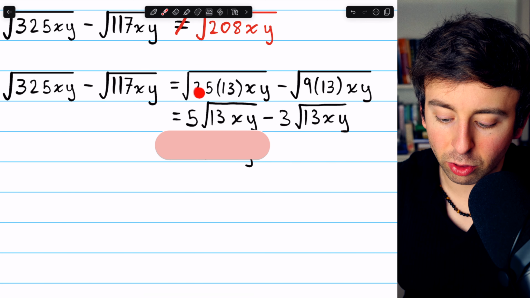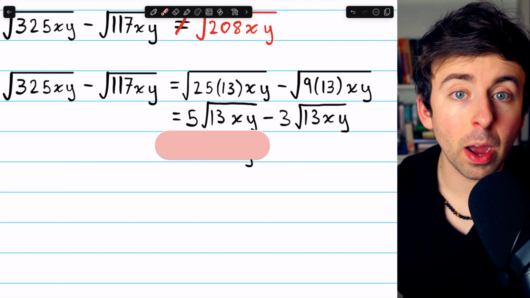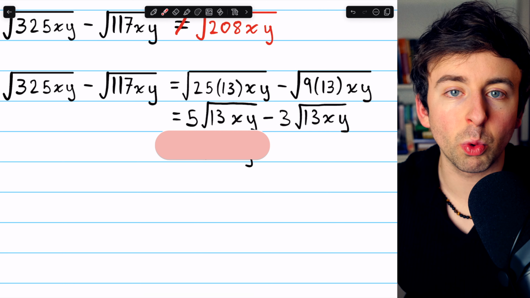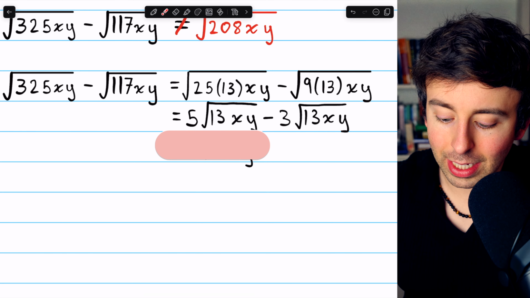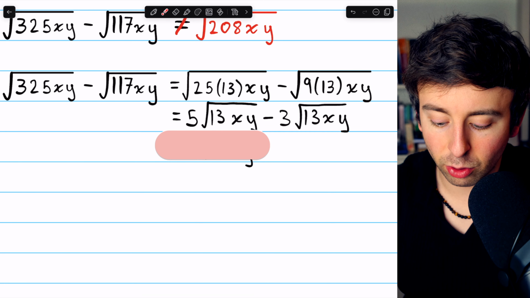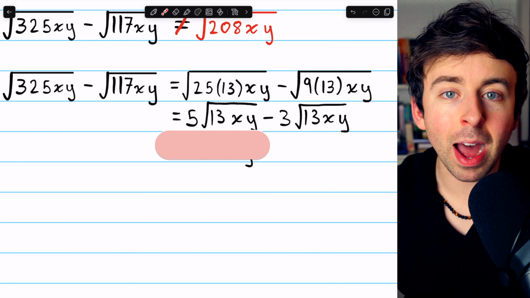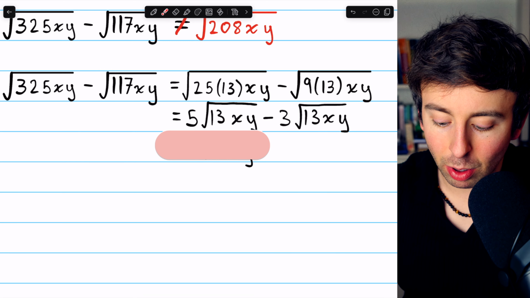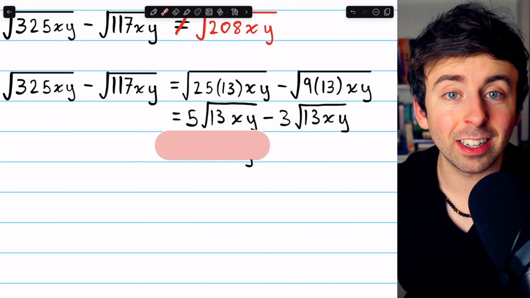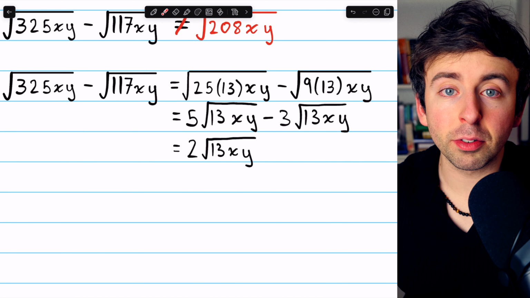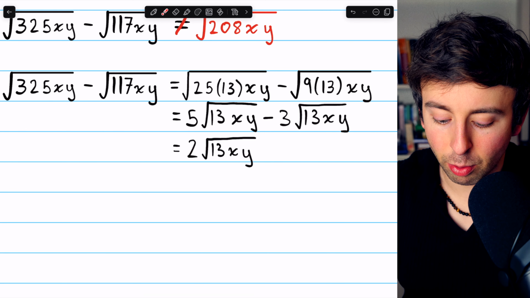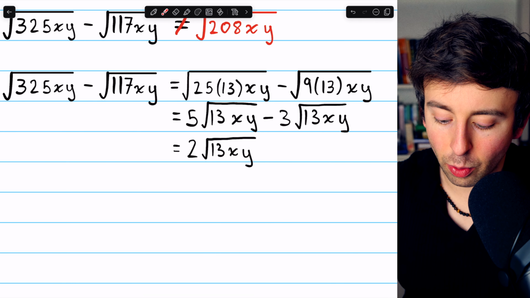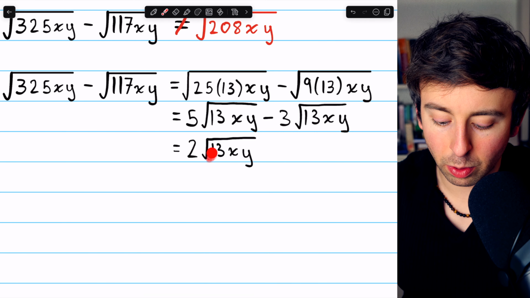Now that we have these perfect squares in the square root, we can take them out. 25 is a perfect square, so it comes out of the square root as 5, because the square root of 25 is 5. Similarly, 9 is a perfect square, and it comes out of the square root as 3. Now we can combine the radical terms, because we have 5 square root of 13xy minus 3 square root of 13xy. They are like terms, so we can combine them. That gives us our final answer of 2, because 5 minus 3, 2 square roots of 13xy. We had 5 of them, take away 3 of them, that leaves 2. 2 square root of 13xy.